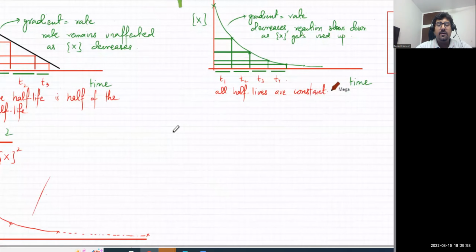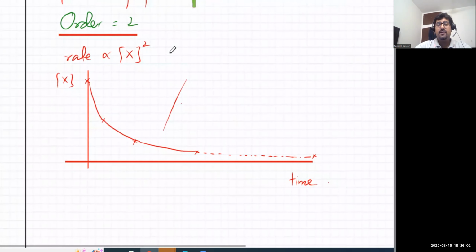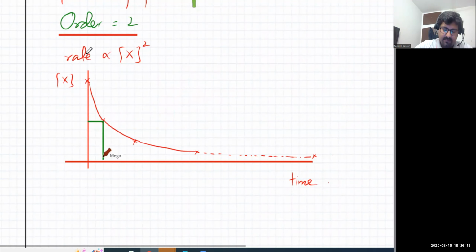And finally, the third one, where it's order 2. That means if the concentration of X decreases, the reaction slows down by a much bigger amount. So it takes a much longer time for the reaction to actually finish. In this case, the half-life doubles every time. The first half-life, the second half-life is going to be double the previous half-life. The third one is going to be double the previous half-life. The reaction is taking a much longer time every time.